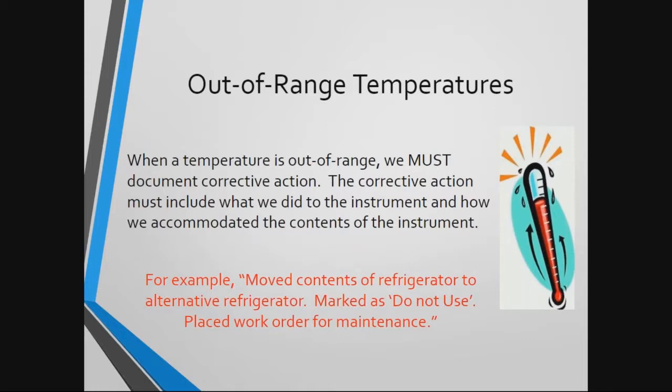When temperature is out of range, we must document corrective action. This corrective action must include what was done to accommodate the reagents and supplies until the situation was corrected. So for example, you can see at the bottom of the slide, we moved contents of the refrigerator to an alternative refrigerator, and then we marked that refrigerator as do not use, and we placed a work order for maintenance.